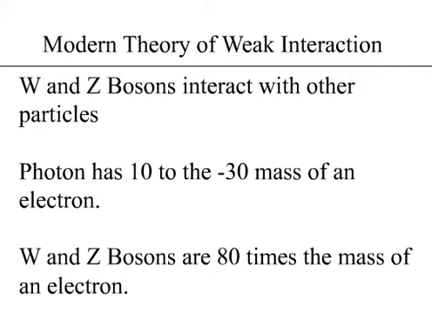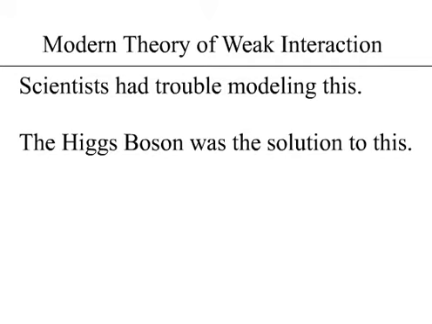W and Z boson particles interact with electrons, neutrinos, quarks, and other particles. These bosons are similar to photons, but there are some serious differences. For instance, the photon has very little mass, only having 10 to the negative 30th power of the mass of an electron. The Z and W bosons, however, have 80 times the mass of an electron.